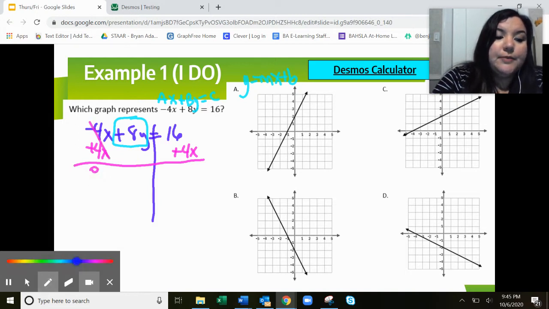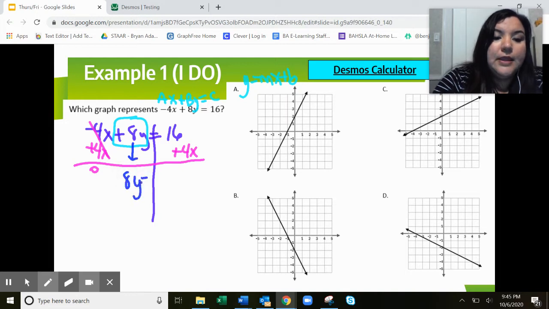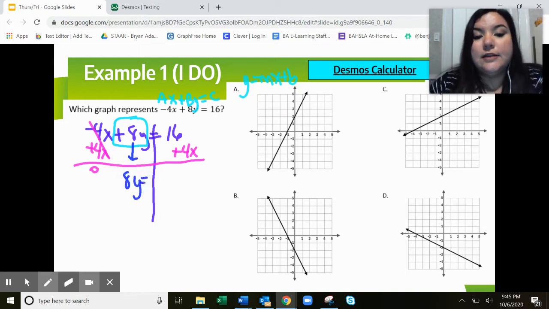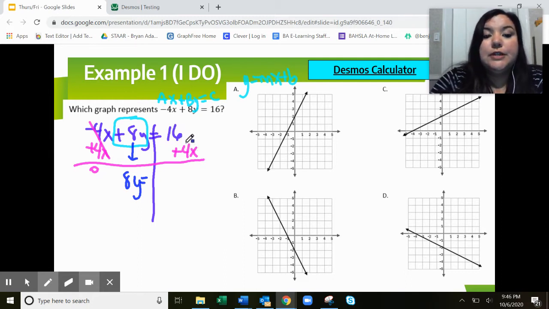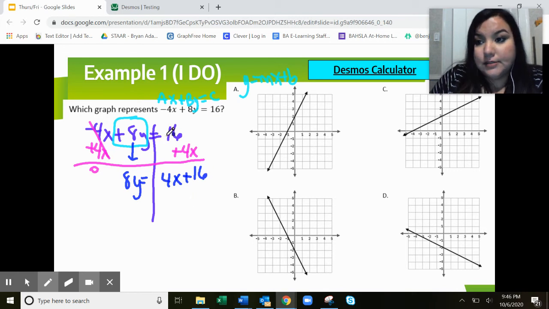So then I go ahead and bring this down, and it is 8y equals, on my right side of the equal sign over here, I cannot combine those two because the 16 doesn't have an x. So I'm just going to put negative 4x plus 16. I know to put a plus sign because it is a positive 16. Okay, so positive is represented by plus signs.